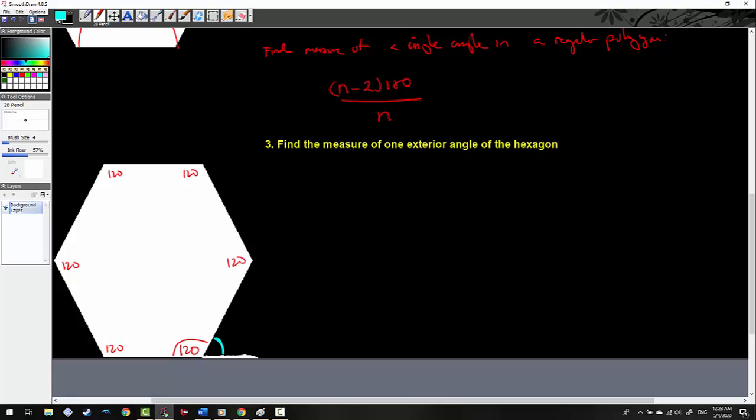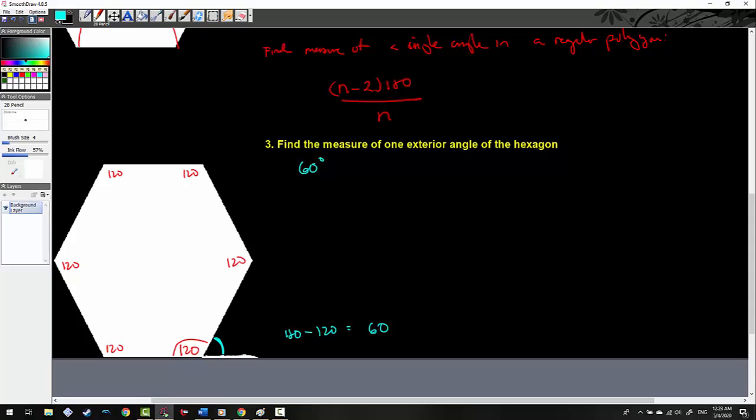Well, luckily we can find that angle. That angle is going to be whatever's left when I take 180 and subtract 120 from it. Well, that's going to be 60 degrees. So one of the measures is going to be 60 degrees.